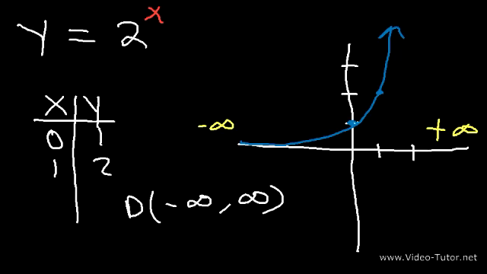Now what about the range? The range is the y values that the function can have. The lowest y value is 0. It starts from the horizontal asymptote. The highest y value goes up to infinity. So it's from 0 to infinity, but it does not include 0. There's no value of x that you can plug in that will make y equal to 0. So this is the range.